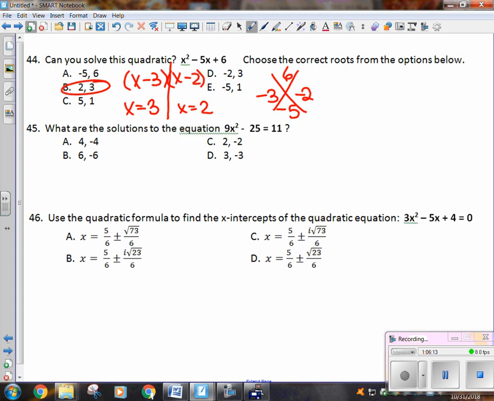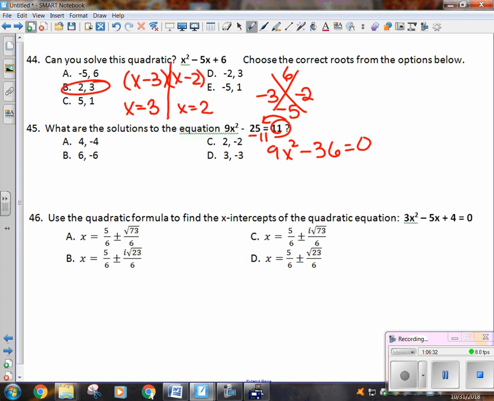Okay, this one, x squared and numbers. I can do square roots, or I can even factor this. If I brought this over here equal to 11, I would actually get 9x squared minus 36 is equal to 0.